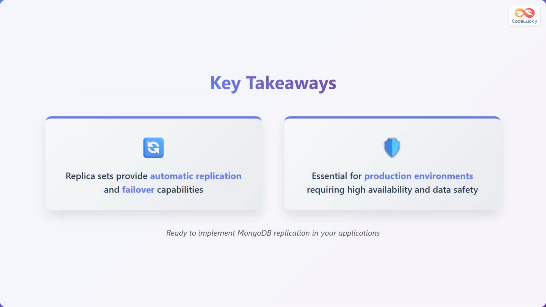Here are the key takeaways. Replica sets provide automatic replication and failover capabilities, and they are essential for production environments that require high availability and data safety. Now you're ready to implement MongoDB replication in your applications.